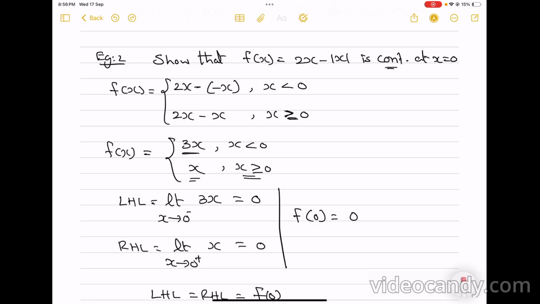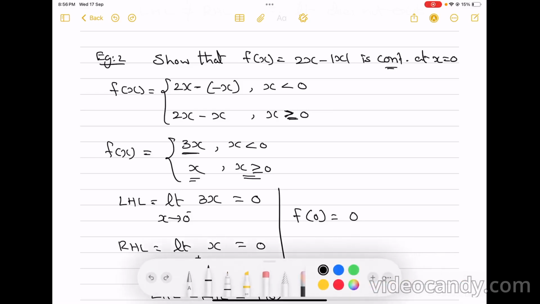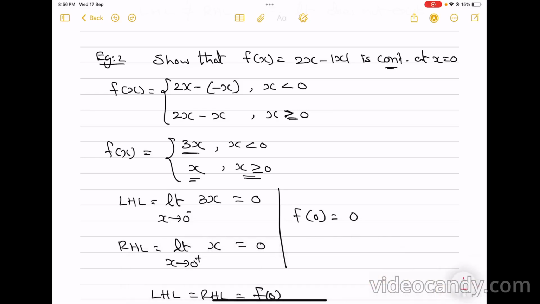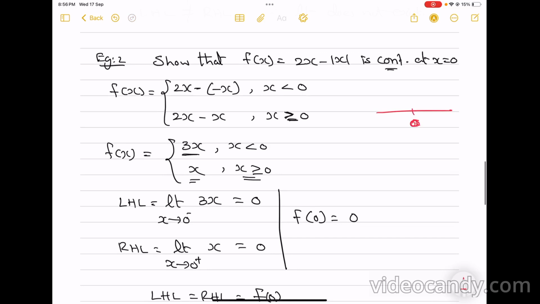Show that f of x is 2x minus mod x is continuous at x is equal to 0. So this is the question. Whenever the mod x function comes, we have to rewrite the function. Mod x function will be 0 at 0. On the right hand side the y value is always positive, so on the right hand side you will get like this. On the left hand side the function will be like this.